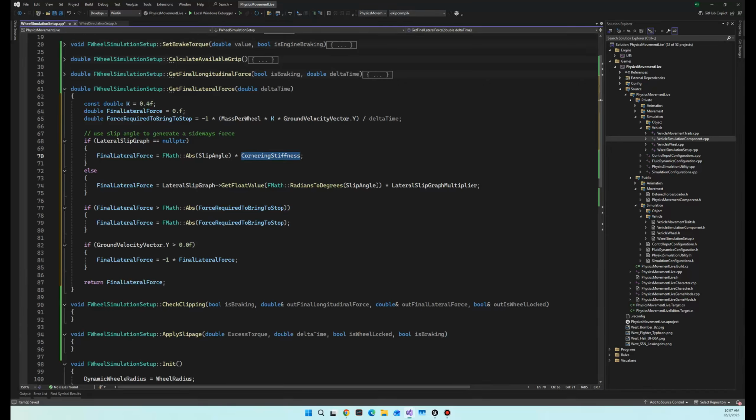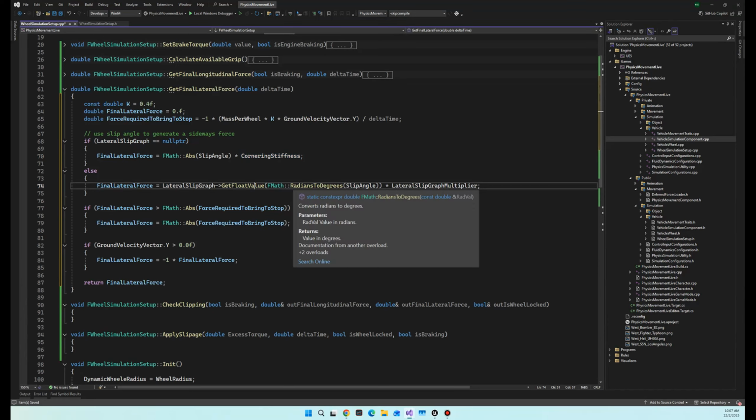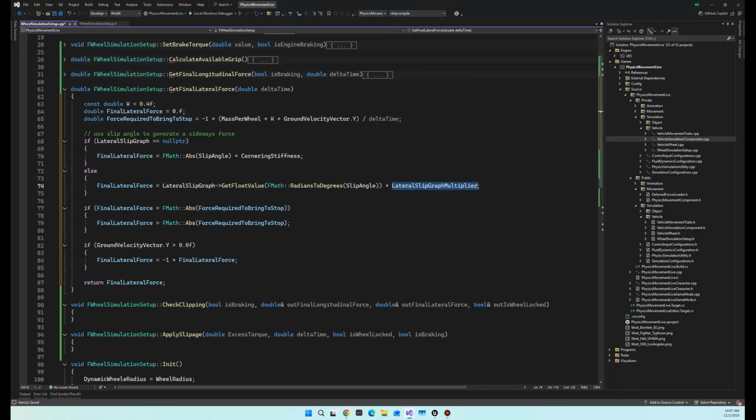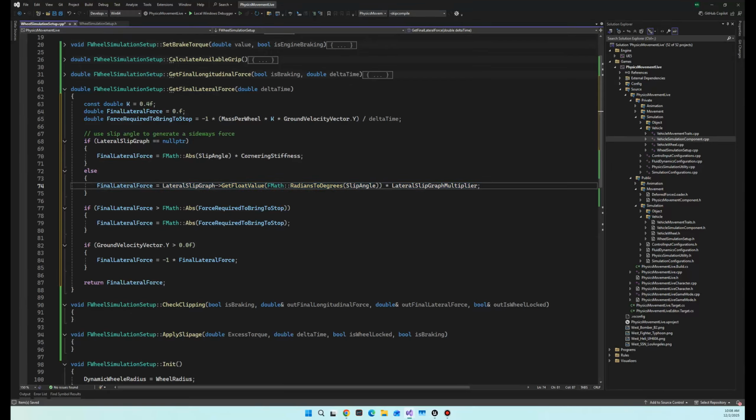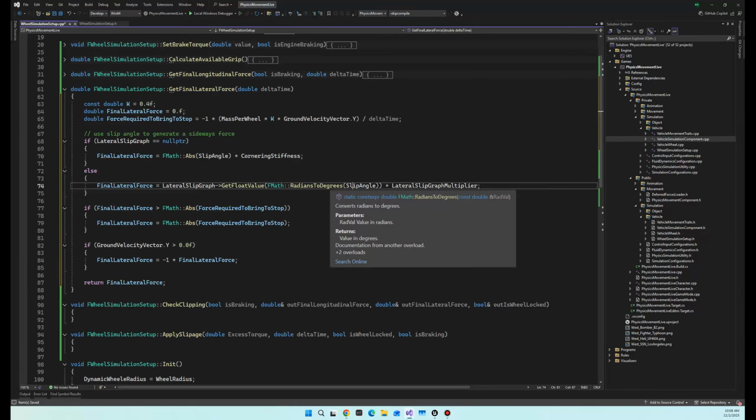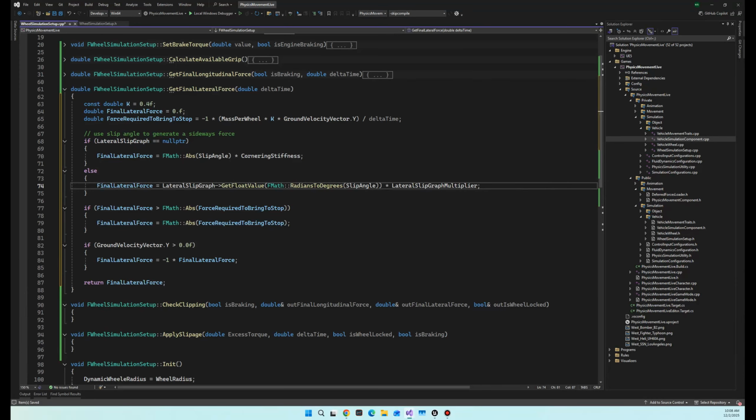If we are using the slip graph, then we're going to take the value coming off the graph and convert that from radians to degrees. And then we're going to multiply that by a lateral slip multiplier. Again, this depends on how you want to set up your graph. Actually, we do need to take the slip angle and turn this from radians to degrees, and then your graph would technically be in degrees, since that's a bit easier for us to plot. And then we would take the lateral slip multiplier in order to calculate that value.